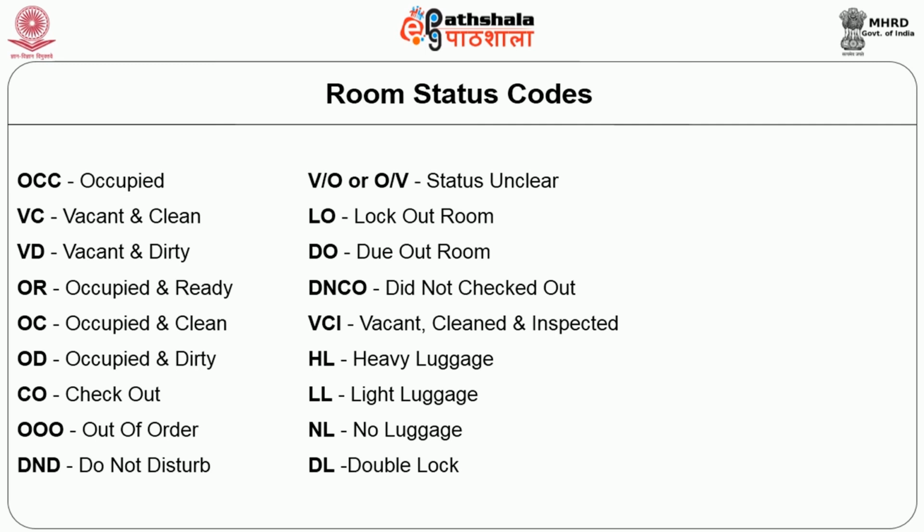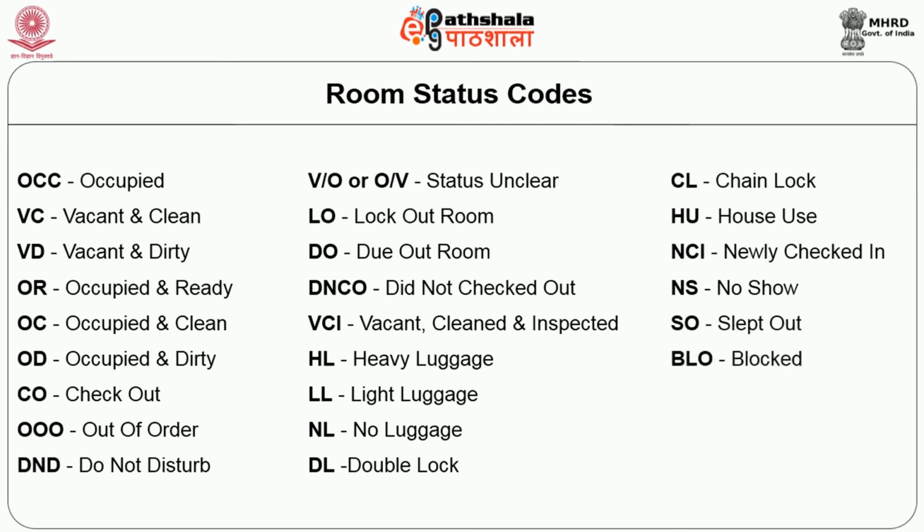DNCO did not check out room, VCI is vacant, clean and inspected room, heavy luggage is represented by HL, LL represents light luggage, NL means no luggage by the guests, DL means double lock, CL is chain lock, HU is house use, NCI denotes newly checked in, NS means no show, SO is slept out rooms, BLO is blocked rooms, V is vacant rooms, MUR represents makeup rooms, VR representing vacant and ready rooms.